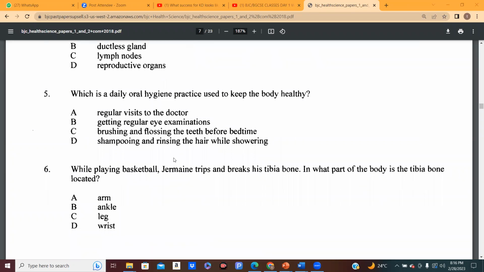Number 5 is Diamond. Diamond, number 5 is for you. Number 5 says, which is a daily oral hygiene practice used to keep the body healthy? Is it A, regular visits to the doctor, B, getting regular eye examinations, C, brushing and flossing the teeth before bedtime, or D, shampooing and rinsing the hair while showering? Diamond.